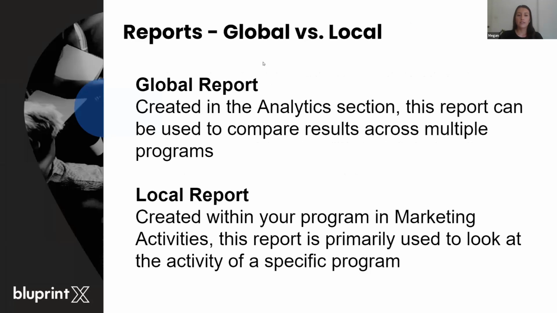Now that we've looked at a report that's sitting within one of our programs, we're going to jump into the analytics section. This is where global versus local reports come into play. If you've been using Marketo for a little while, you've probably heard the terms global and local when referring to your assets. A global report is created in the analytics section, and it can be used to compare results across multiple programs. A local report is created within your program in marketing activities, and is primarily used to look at the activity of a specific program, just like we did there with the email performance report.